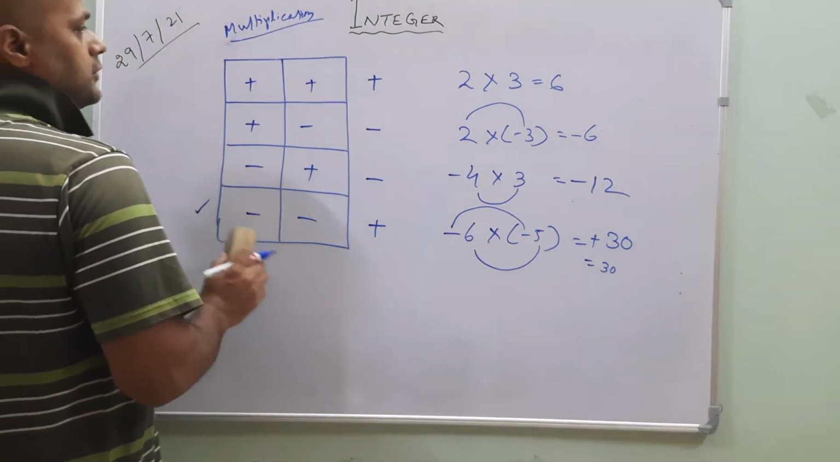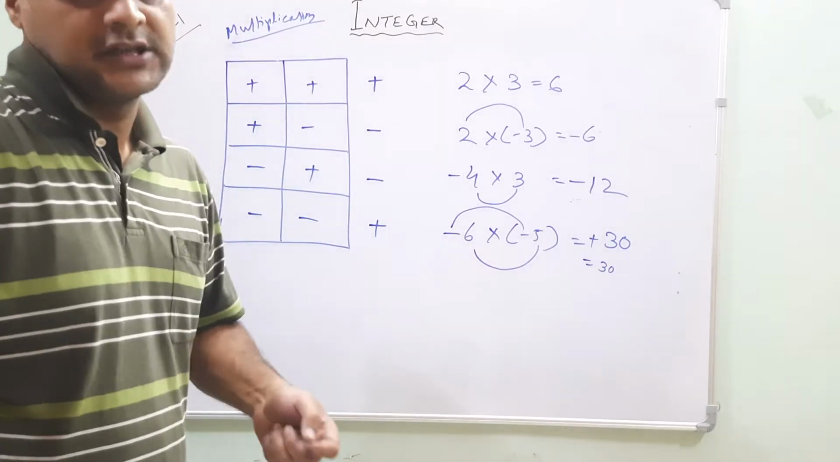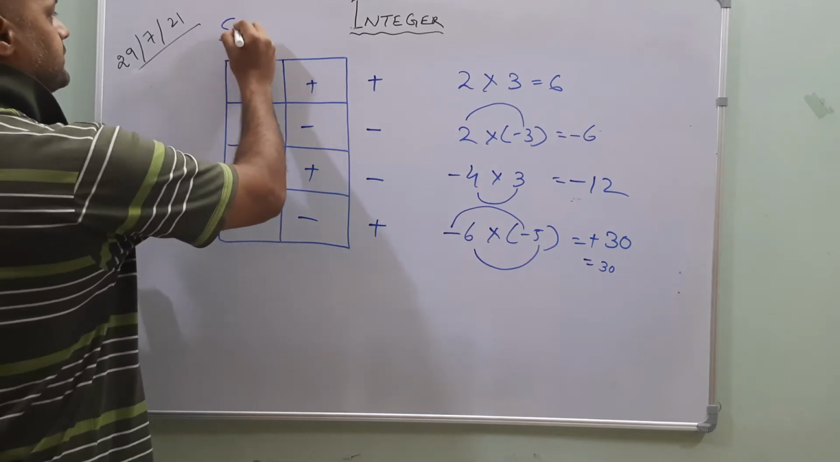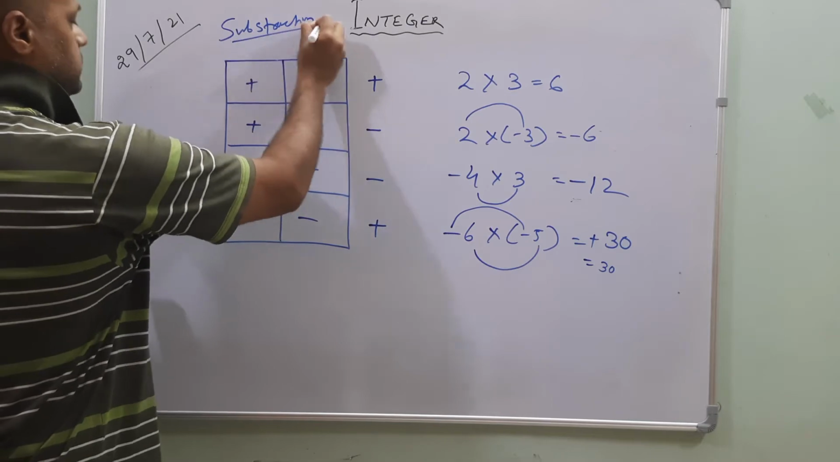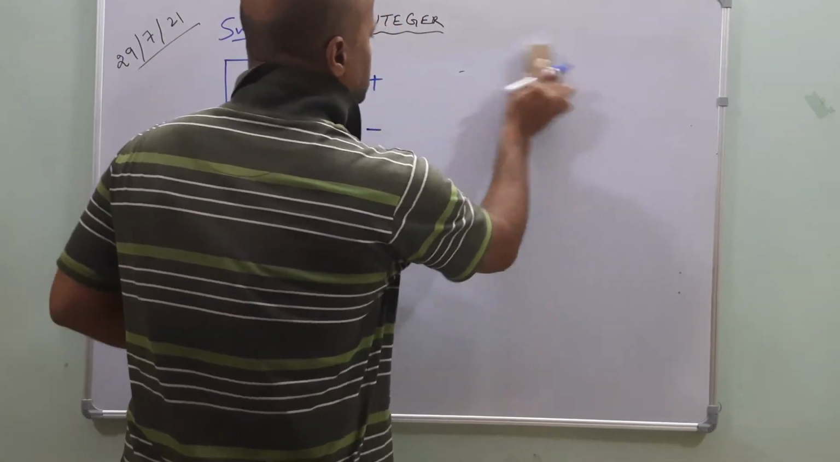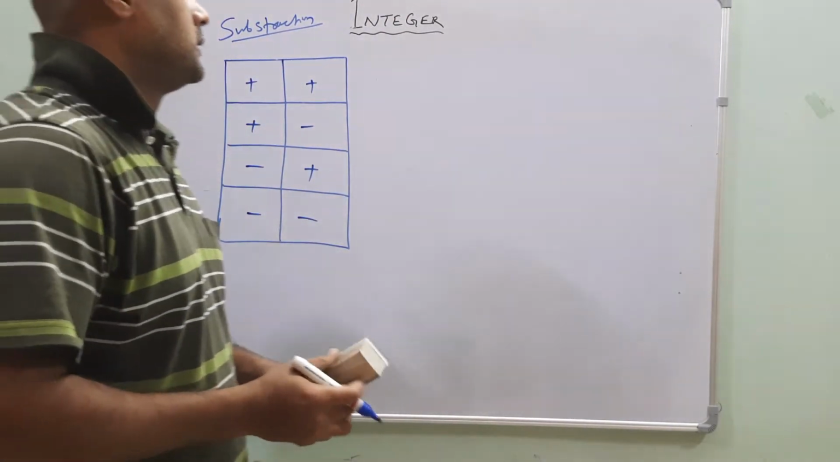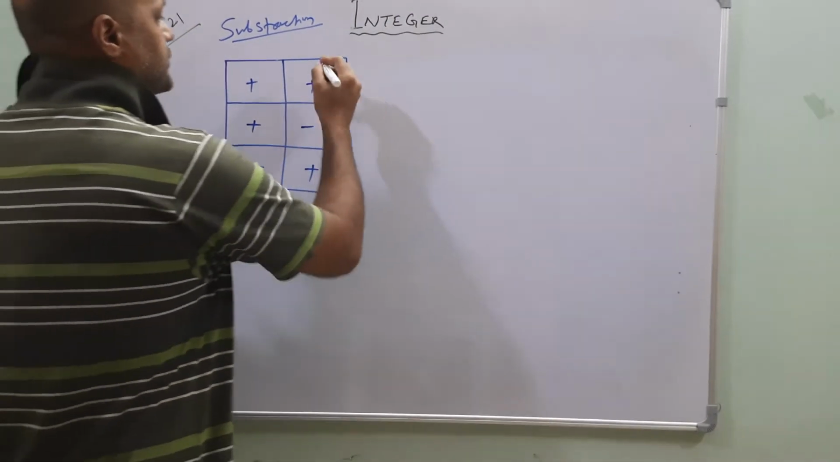Okay now, come to the case of subtraction. If two integers having different signs are subtracted from each other, what result will come? Just find out. Now come to the case of subtraction. Be careful, friends. Just remember all those things. Okay. Now subtraction.